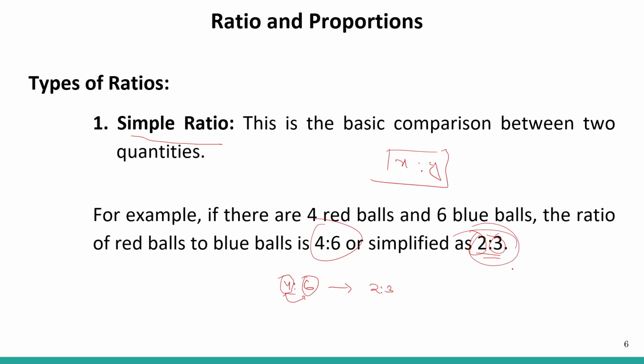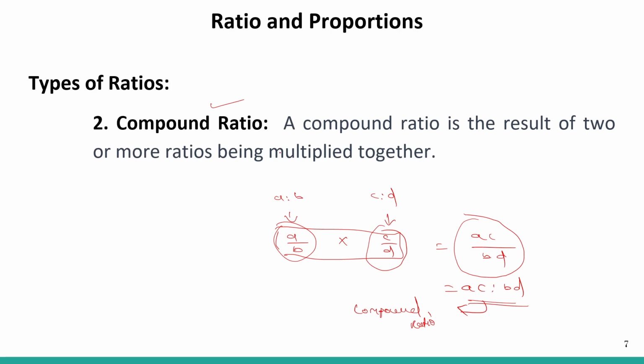Okay, it can't be further simplified. So let's see what compound ratio is. Compound ratio was nothing but the result of 2 or more ratios being multiplied together. So we had two ratios, A is to B and C is to D. By multiplying them together, that is A by B into C by D, what we are left with is AC by BD. So AC is to BD will become the new compounded ratio.